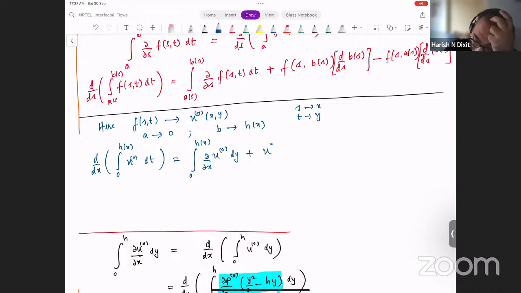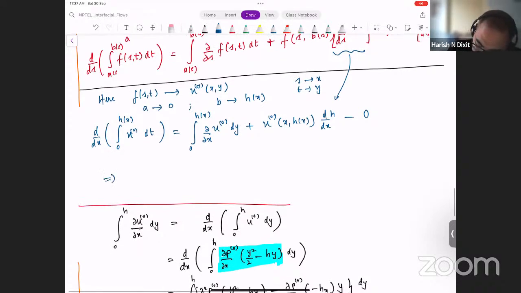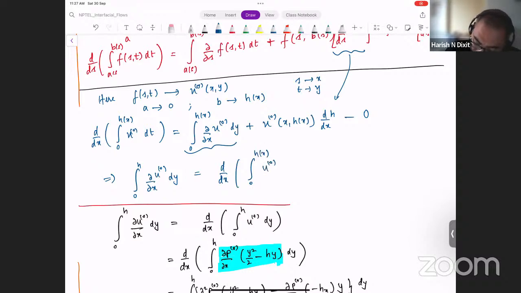Plus u0 of x comma h of x times d by dx of h of x. That's this term here. This should be simply 0. All right. So I'm interested in this quantity here, the integral from 0 to h of del by del x of u0 dy, which is simply d by dx of the integral from 0 to h of x of u0 dy, correct, minus u0 of h of x.